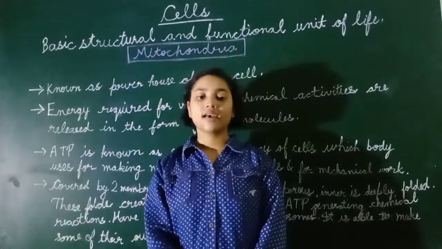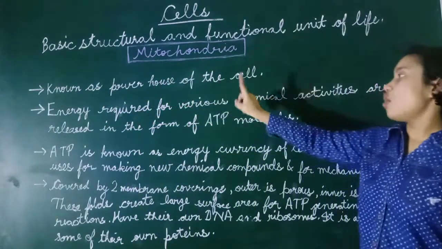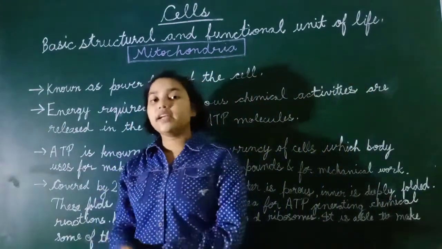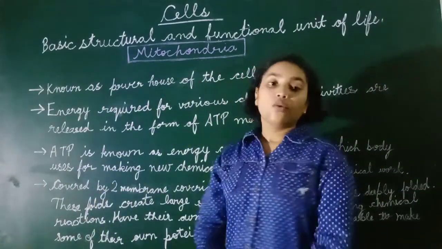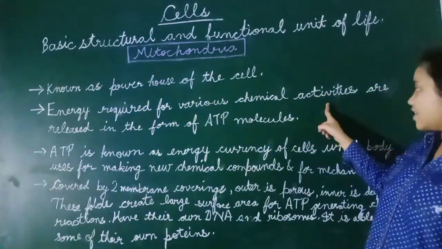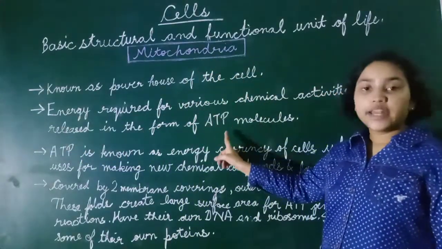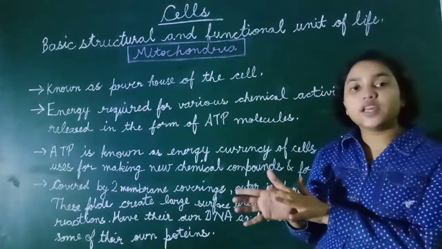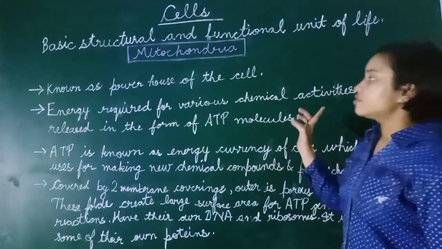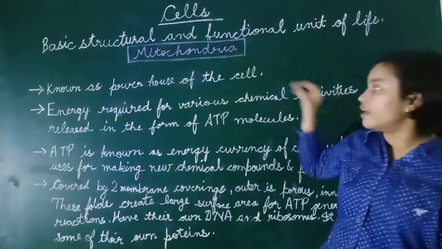Now we come to the mitochondria, known as the powerhouse of the cell because it provides power to the cell. Why? Because the energy required for various chemical activities is released in the form of ATP molecules, and that's why it is called the powerhouse of the cell.